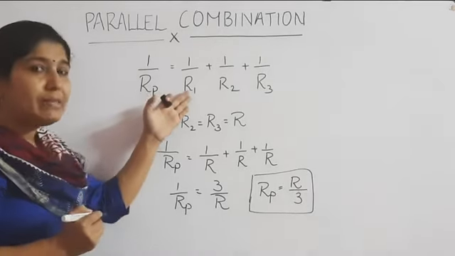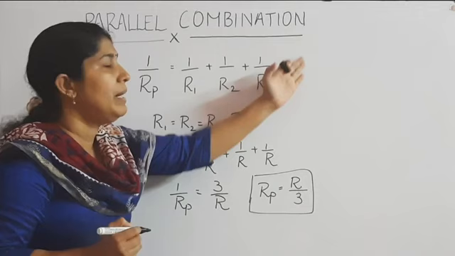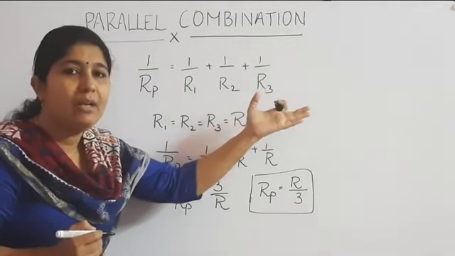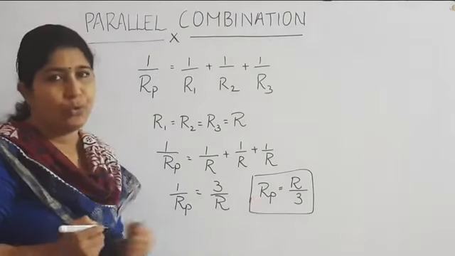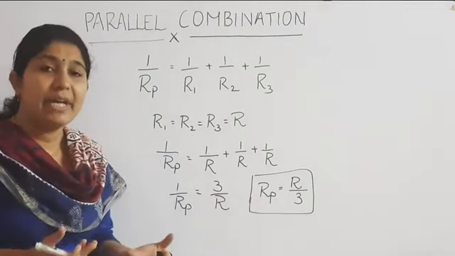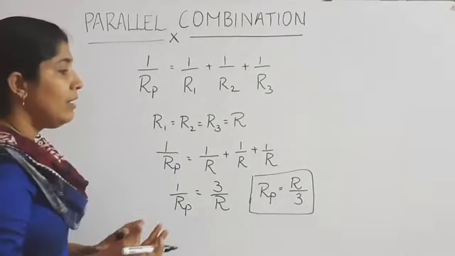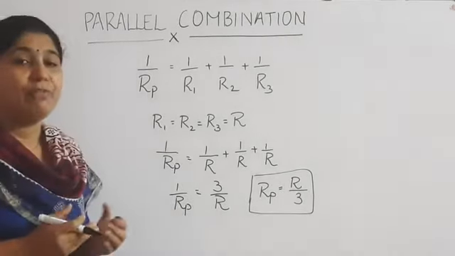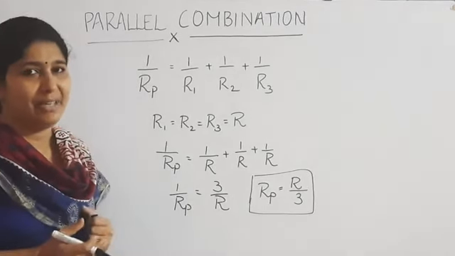If there are 4 resistors, then 1 by R plus 1 by R plus 1 by R plus 1 by R is 4 by R. Then the effective resistance is R by 4. If there are 5 resistors of equal resistance, then R divided by 5. If there are n resistors, then we can write it as R by n.